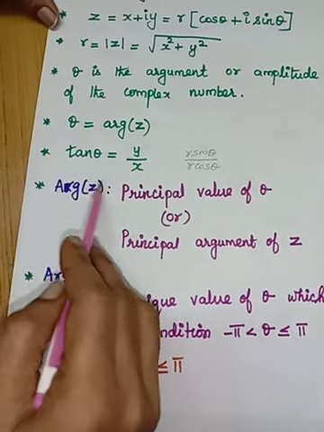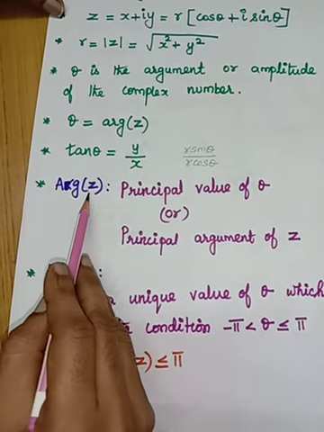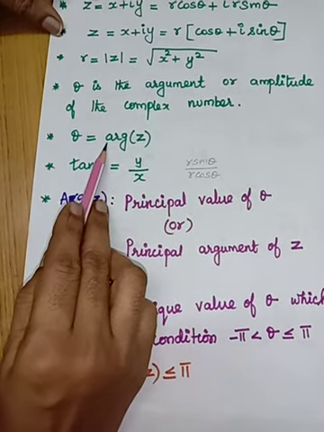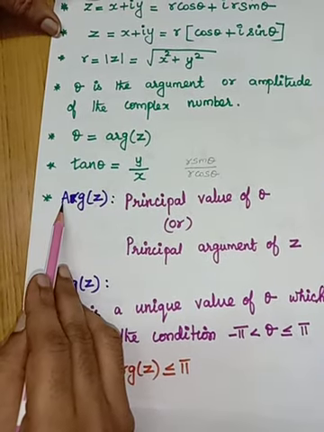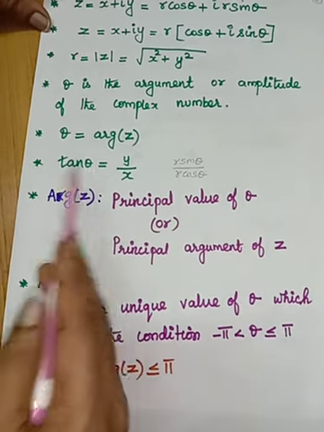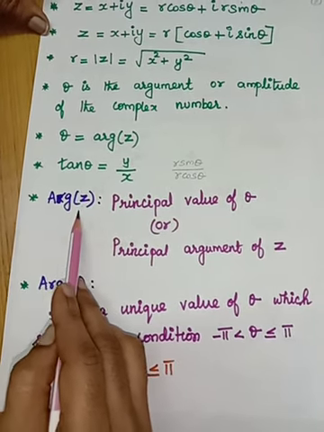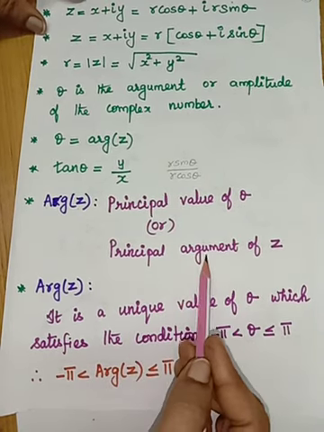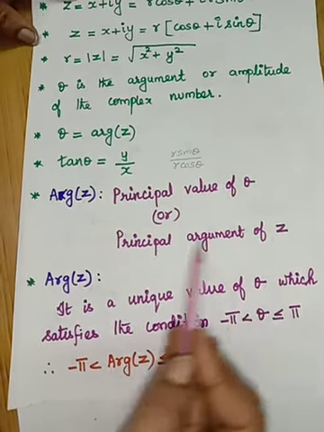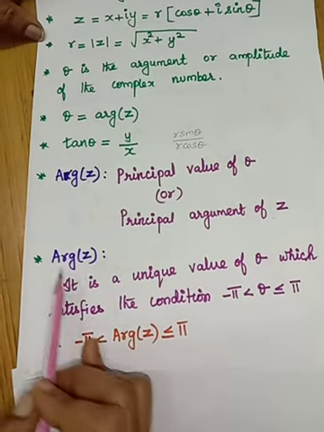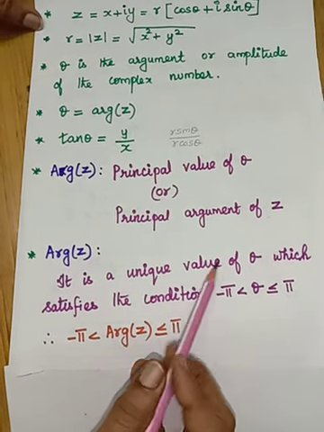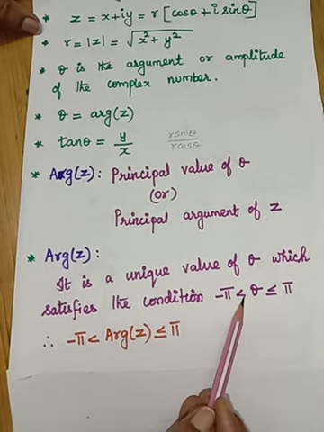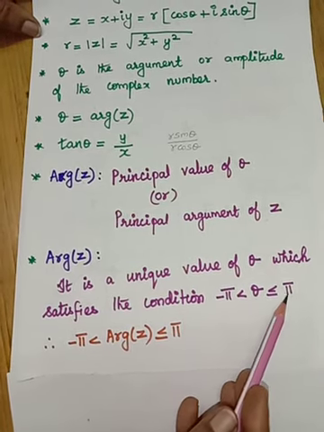So the next one you should know is the argument of z. Okay, you see the difference. Here I have used a small letter a, here I am using the capital letter. Both are different. So this is nothing but the principal value of theta or principal argument of z. It is a unique value of theta which satisfies the condition minus pi less than theta less than or equal to pi.